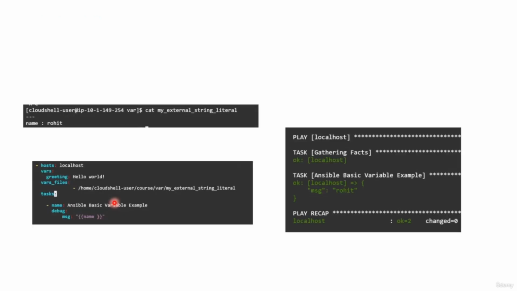Now you can also use an external file to store your variables. So here I have an external file, and this external file has a key value called name: Rohit. Now if I wanted my playbook to use this particular file, I have to use vars_files, and here I have to define the path of that particular file. And just like you would call any other variable, you can just call the variable name that you have defined in your particular file. And the output that you get is Rohit, that is the value for that particular variable.